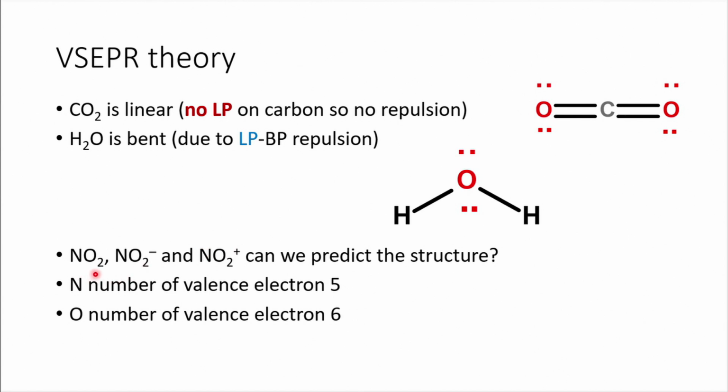Let us look at a little bit complicated structure, NO2, NO2 minus and NO2 plus. Can we predict the structure using the VSEPR theory? Now, before we get into that, let us look at the number of valence electrons. The nitrogen has 5 valence electrons and oxygen has 6 valence electrons.